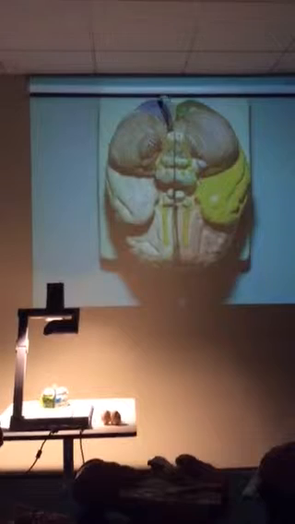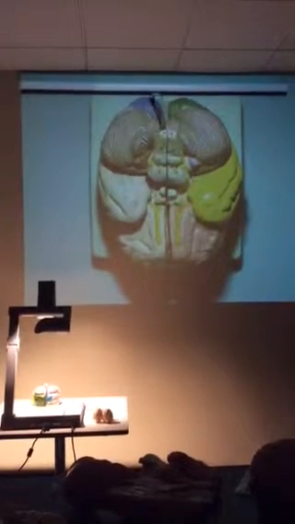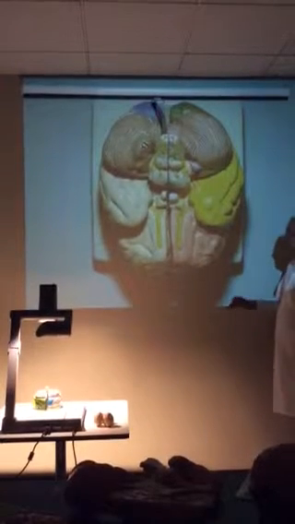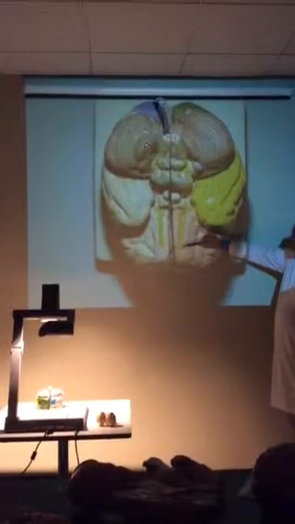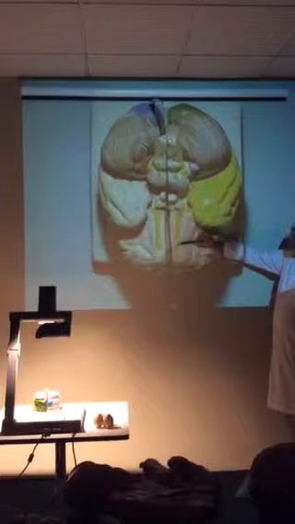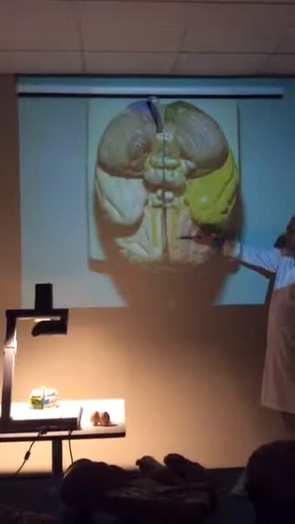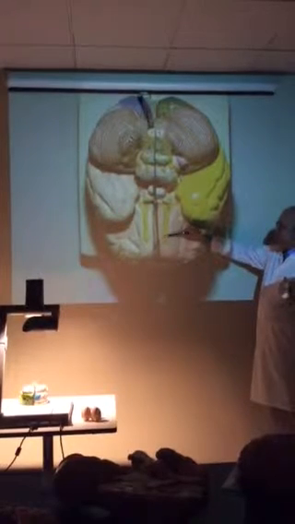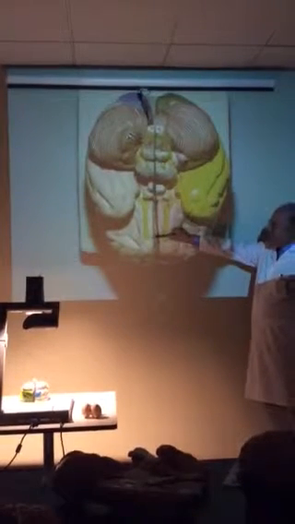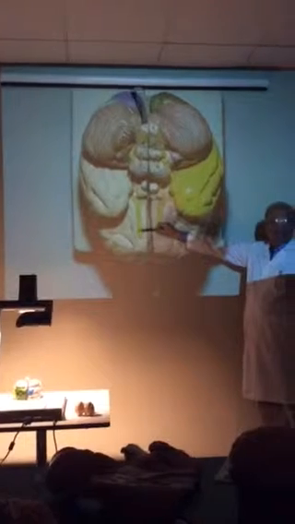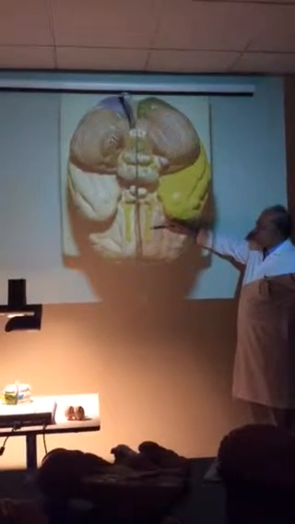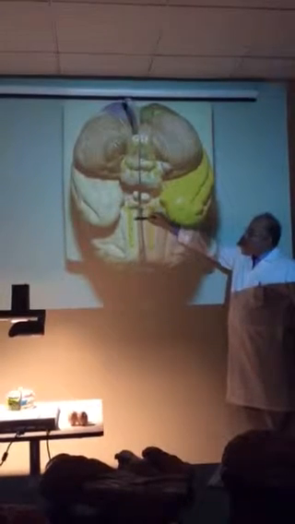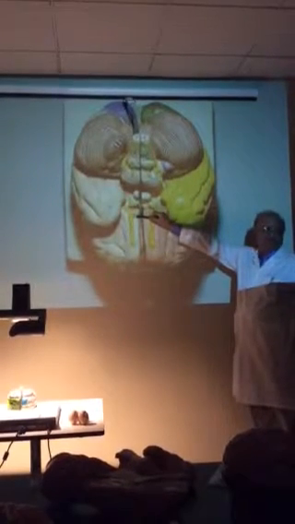Now we will see the attachment of each of the cranial nerves. This is the olfactory bulb. Olfactory bulb on one side, olfactory bulb on the other side, and this is the olfactory tract on one side. This is the olfactory tract of the other side.